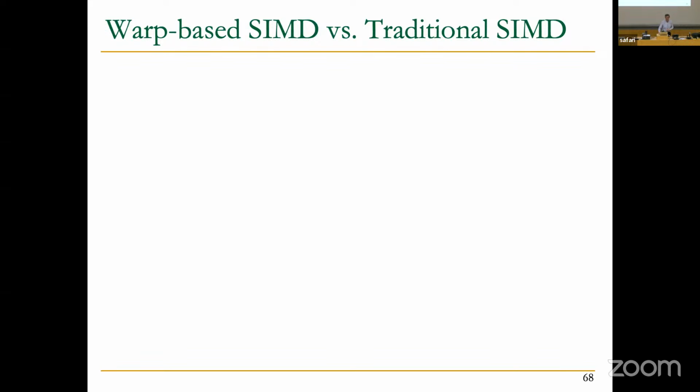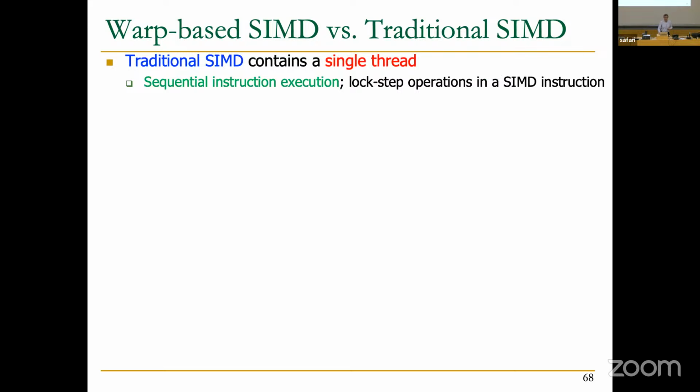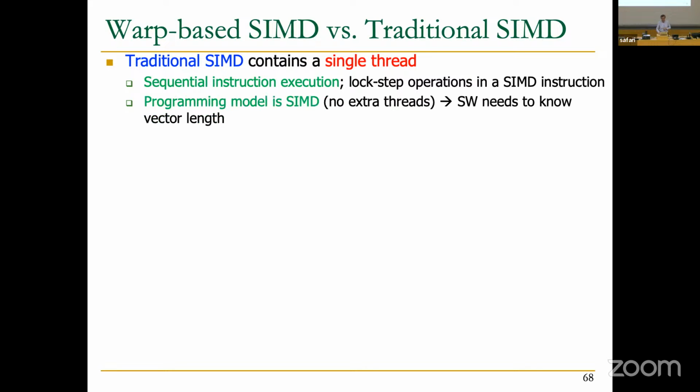versus traditional SIMD again. And then I'm going to show you a particular advantage that we cannot get with traditional SIMD, another particular advantage. So traditional SIMD really contains a single thread, right? This is really sequential instruction execution in the end. You have lockstep operations and SIMD instruction. We've discussed this. Programming model is SIMD. So what does this mean?